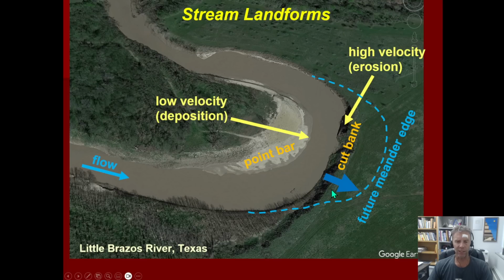Of course, it should stand to reason that if the cut bank and the meander moves in this direction, then the point bar will move with it. So the point bar will actually move in that direction as well. So the whole river channel is shifting across the landscape dynamically over time. So rivers are incredibly dynamic entities. They move on human timescales quite easily.